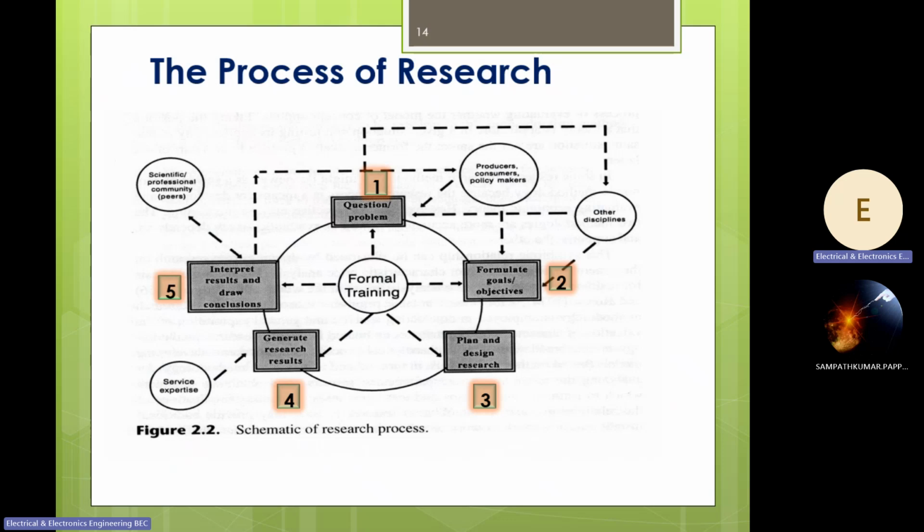This session is a revision session. What you are going to do next, right? This is the formulation of research in a diagram way that they have shown. A question or problem you have to choose, formulate the goals or objectives, plan the design, then generate the results, and finally interpret results and draw conclusions.